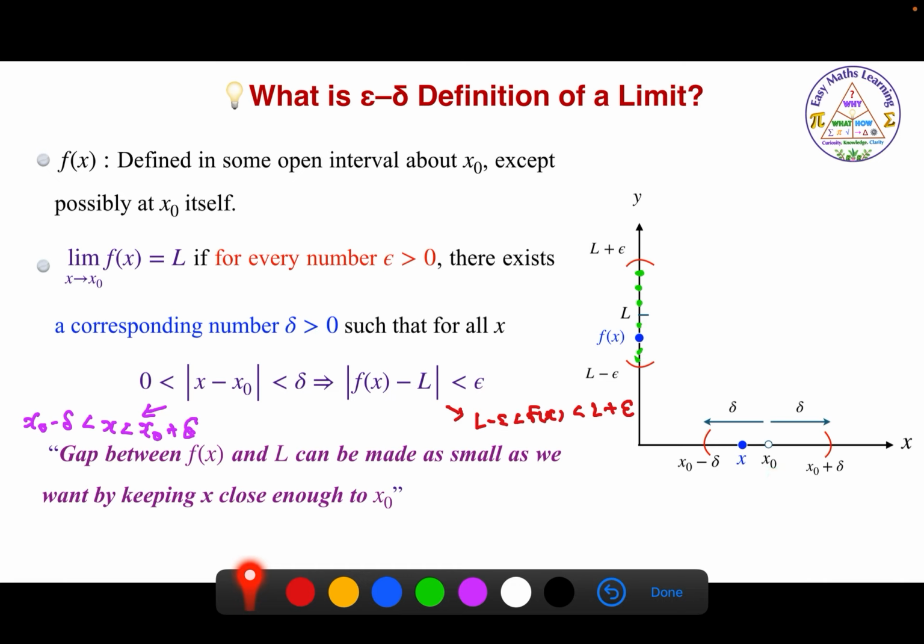We say the limit of function f(x) is L as x approaches x naught if for each epsilon we can find a corresponding delta such that keeping x within this symmetric interval will keep the function values f(x) within L minus epsilon to L plus epsilon.